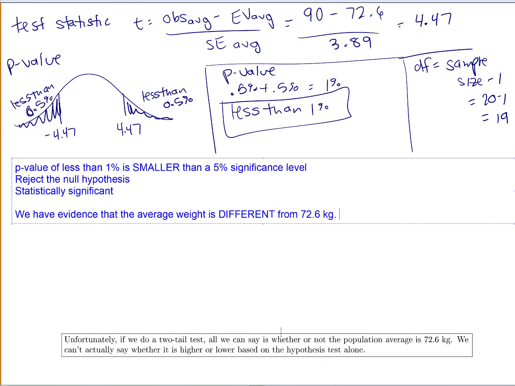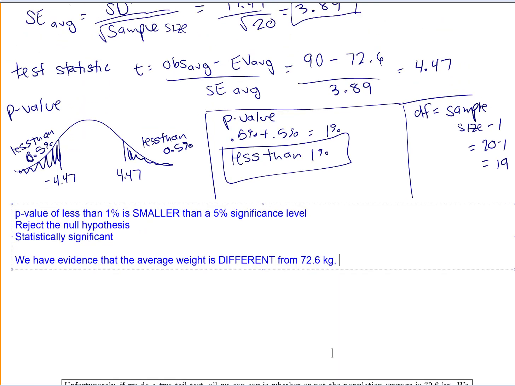Now, we have a little note down here that says, unfortunately, if we do a two-tailed test, all we can say is whether or not the population average is 72.6 kilograms. We can't actually say whether it's higher or lower based on the hypothesis test alone. You could use some logic and probably figure it out, but this is back to one of the ethics things again. Ethically, if we only set up our hypotheses to say, is it different, then our final conclusion should only say that it is different from, and we shouldn't say higher or lower. So if you really don't know ahead of time, you might want to do a preliminary sample to try and figure it out, and then do your real hypothesis test with just one tail, saying whether you think it's smaller or bigger.